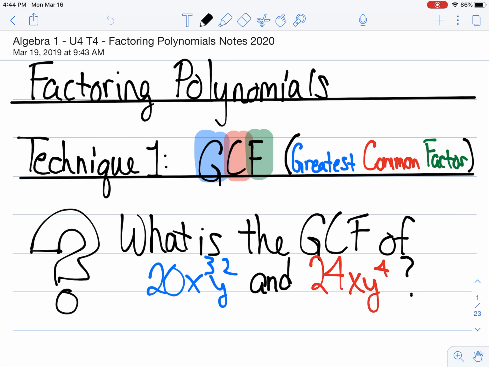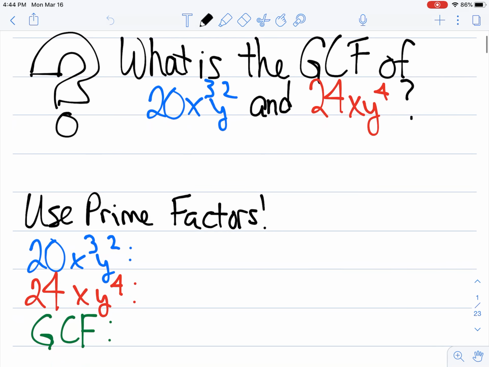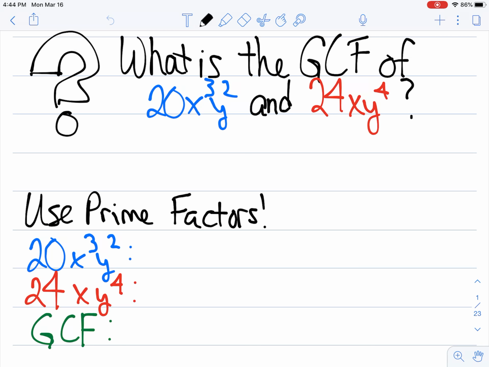The only thing different about this problem here is that we have included some variables into the terms, and it really doesn't make the problem that much more difficult once you know how to handle the variables. So here's what we're going to do. We're going to take a look here at this problem. And if you notice right here, I have a hint. It says use prime factors.